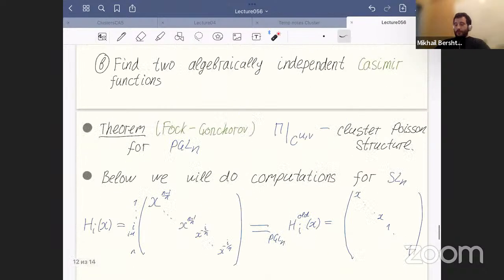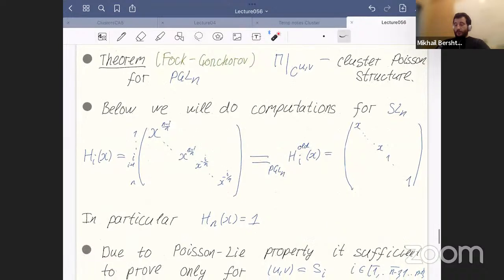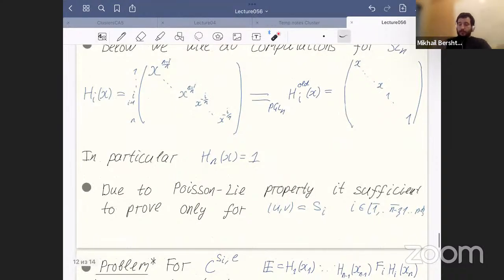The idea of the proof of this theorem is the following. We have to prove it for any double Bruhat cell. We proved it for the simplest double Bruhat cells, namely cells which correspond to a simple reflection here or here. Maybe even before, we should prove it for the case where U and V are identity. So this theorem, maybe I should write it.